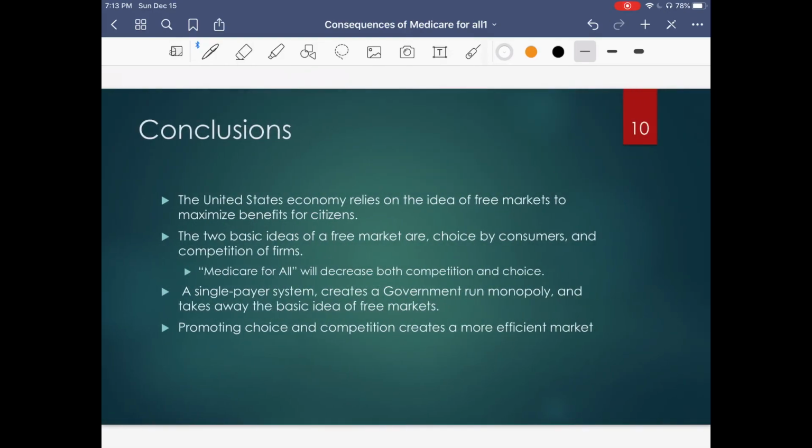So in conclusion, we see that the United States economy relies on the idea of free markets to maximize benefits for citizens. The two basic ideas of a free market are choice by consumers and competition of firms. Medicare for All will, in my view, decrease both competition and choice. A single-payer system creates a government-run monopoly and takes away the basic idea of a free market. Promoting choice and competition creates a more efficient market for everyone to receive and benefit from lower costs.